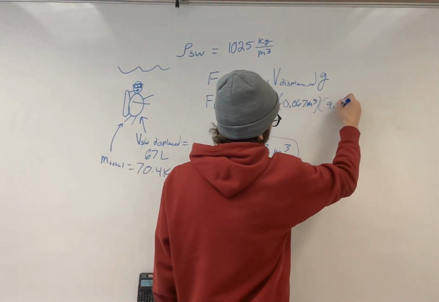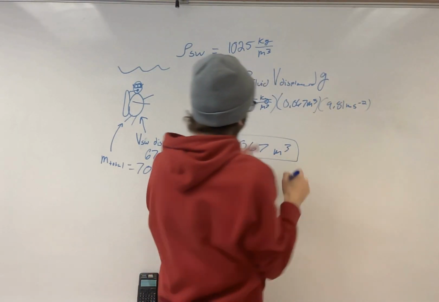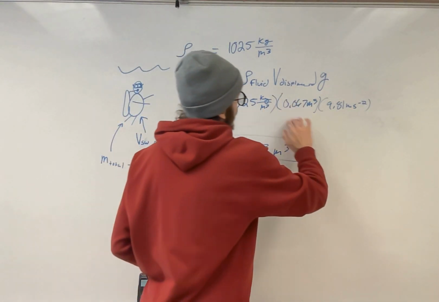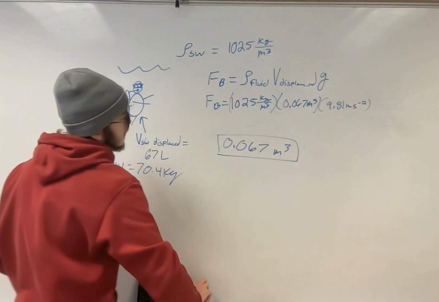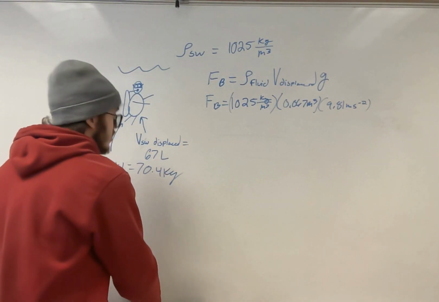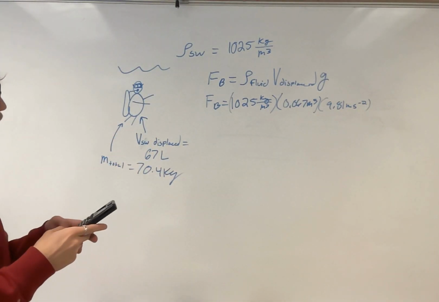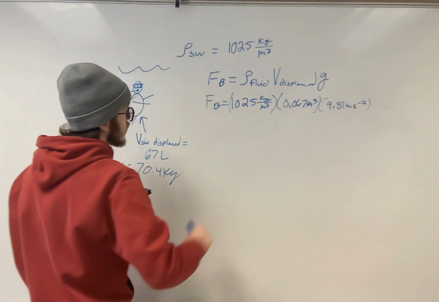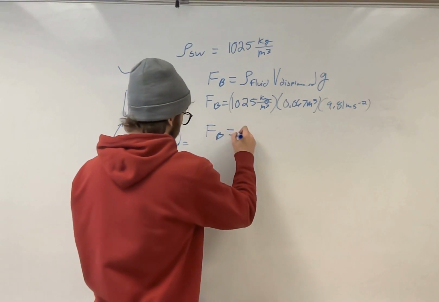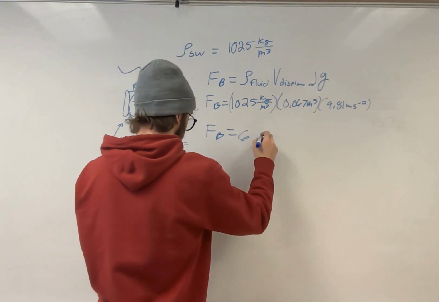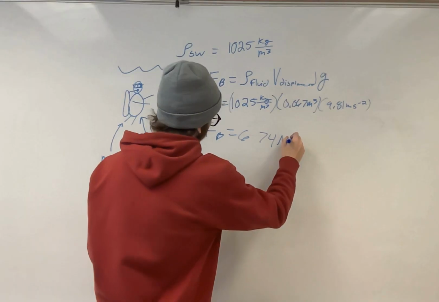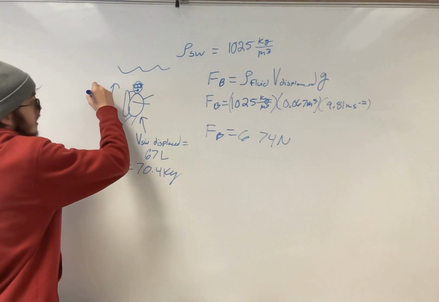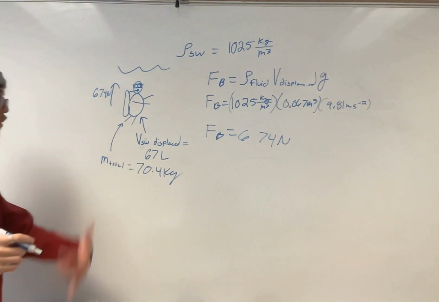And then 9.81 meters per second squared. Okay, so that's what we got there. That's our equation. We have our density of the fluid, volume displaced, and the gravity. Okay, so now let's solve for the force of buoyancy: density times 0.067 times 9.81. The force of buoyancy is going to be equal to 674 newtons. So there's a force of buoyancy working 674 newtons in the positive y direction.